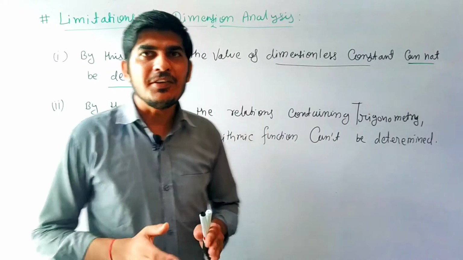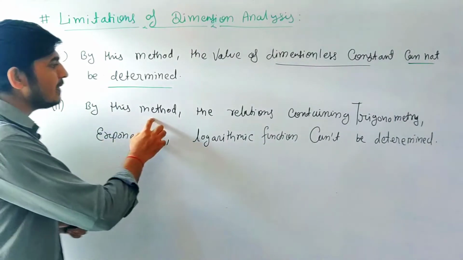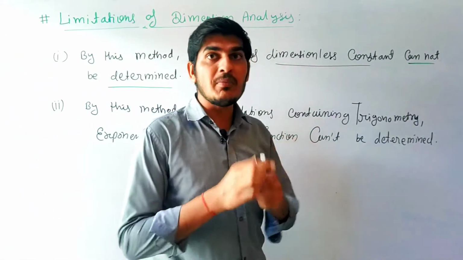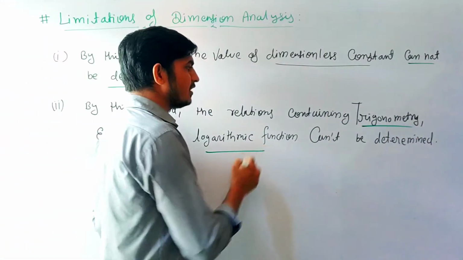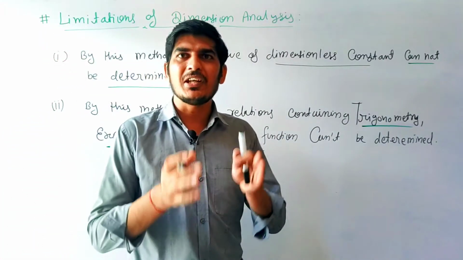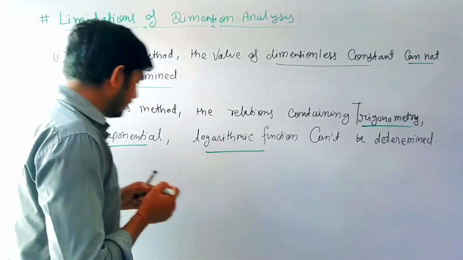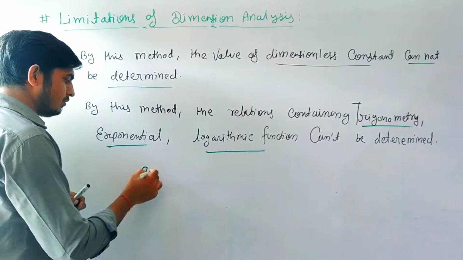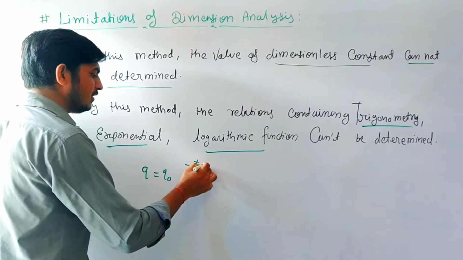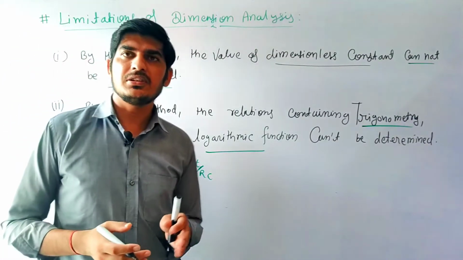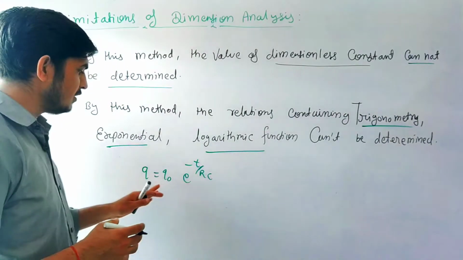Yes dear student, we have another limitation of dimensional analysis: by this method, relations containing trigonometric functions, exponential functions and logarithm functions cannot be determined, proved or derived. How? Let's see. This is the charge: Q is equal to Q naught e raised to the power minus t upon RC. This is the equation for a capacitor. At a time t, the charge in a capacitor is given by this equation.